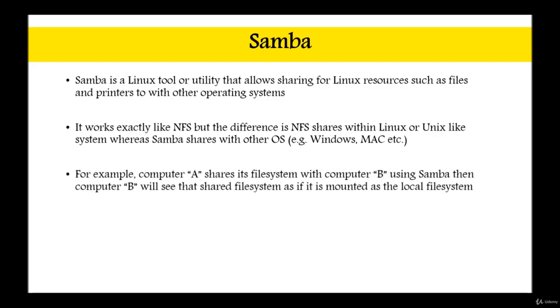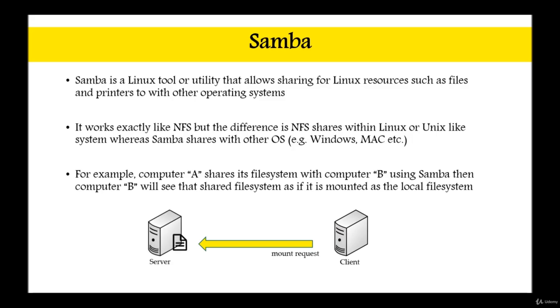Now, let's take a look at an example where computer A shares its file system with computer B using Samba. Then computer B will see that shared file system as if it is mounted as its local file system. So here's a client. Let's call it client B or server B. It sends a mount request: Hey, I want to get your shared file system. And that request goes to the server which is sharing that Samba share.